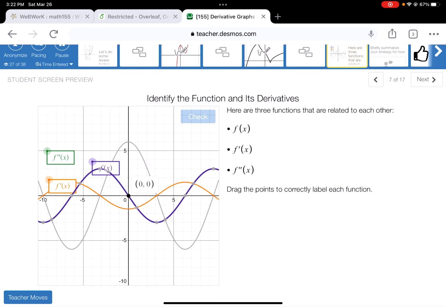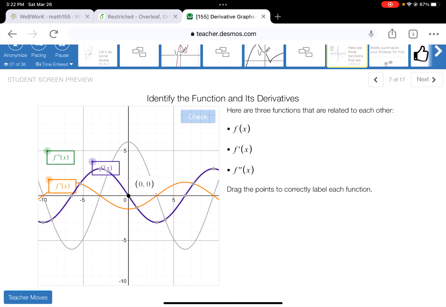So at x equals 0, I had better have a negative y value for the derivative because I have a negative slope, and indeed I do. There we go, negative 1.5. And what else? Let's see. So on the purple curve, it looks like I have a horizontal tangent line at pi. And on the orange curve, I have a 0 y value at pi. So these look like they're matching up a lot better. And in fact, I think it's safe to say the orange curve is the derivative of the purple.